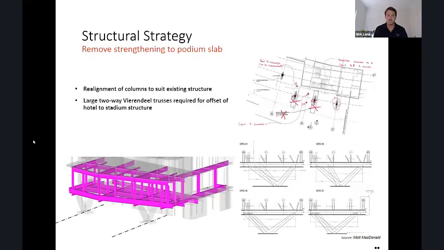We did a bit of back and forth with Adam and his team to realign some of the columns and how that affected the building envelope, in particular for the premium pod modules. What we ended up with was some complex steelwork, as you can see on the left, with some two-way Vierendeel trusses to provide that two-way cantilever, which was quite a complex coordination exercise, but it was what was required to be able to avoid strengthening to the structure below. Next slide, please.